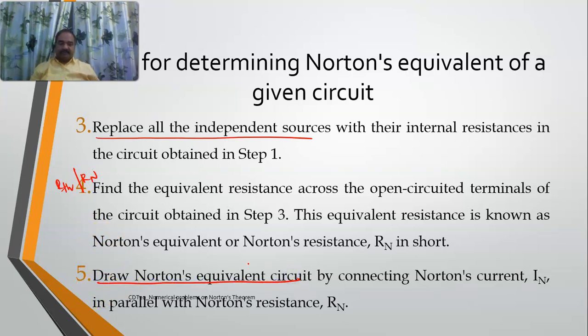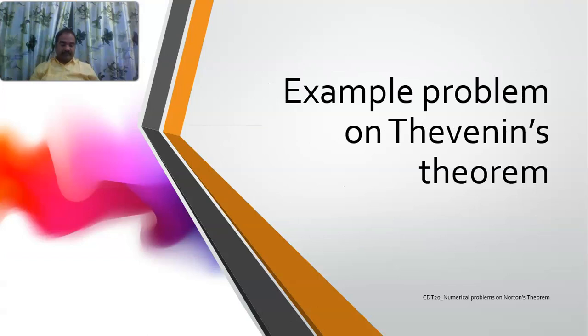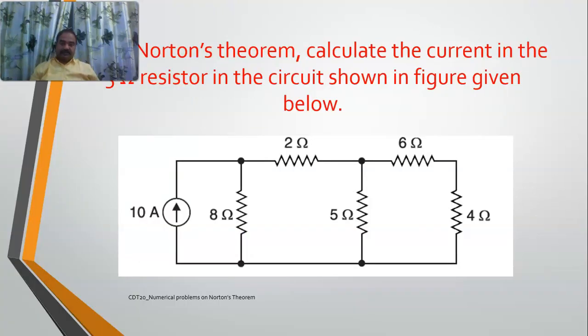5 steps. Step number 1, remove the resistance. Step number 2, determine IN. Step number 3, replace the sources. Step number 4, determine RTH. And finally, draw the Norton's equivalent. Now, let's try to apply these 5 steps in order to determine the Norton's equivalent of the given circuit.